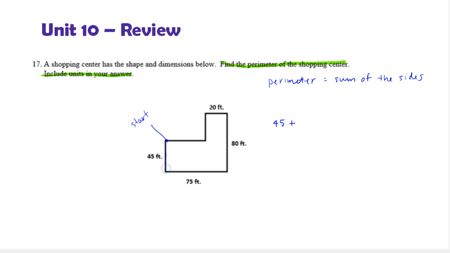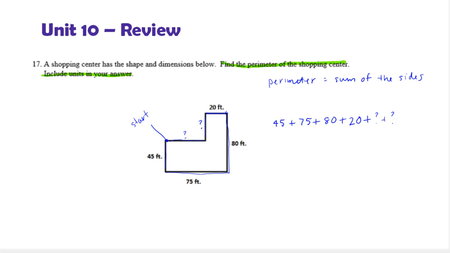That would take us here. Then we have 75 feet. Now we have 80 feet. Then we have 20 feet. Now notice this length or distance isn't given. And also we need this length to get back to the start, and it is not given. So there's two sides we need to find.